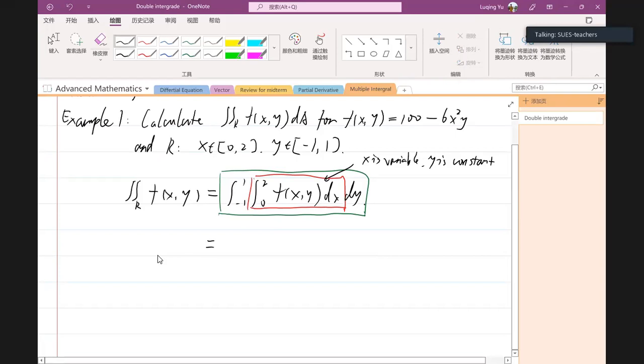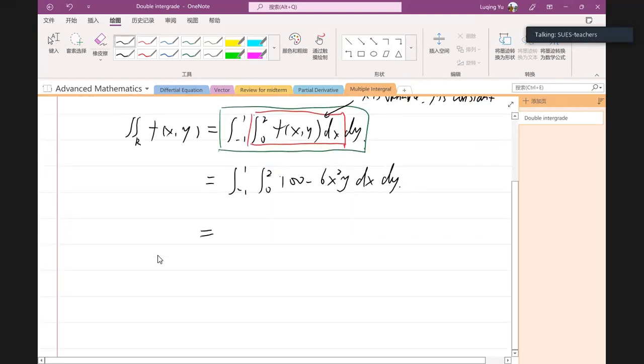When you are doing the partial derivative on x of f(x,y), you are assuming x is a variable and y is a constant. And it is the same concept here: if you are doing the integral on x, then x is a variable and y is a constant. So now let's keep doing this. So we have 100 minus 6x squared y, dx dy.